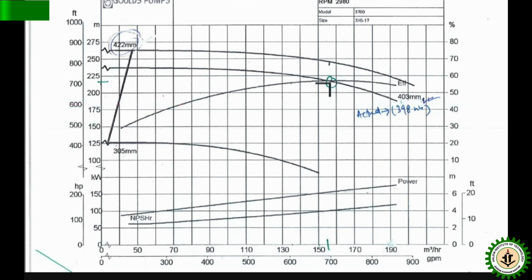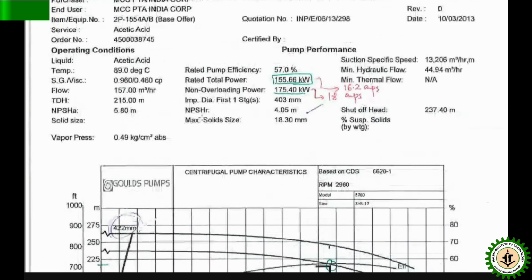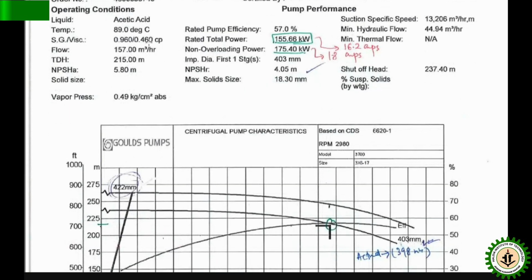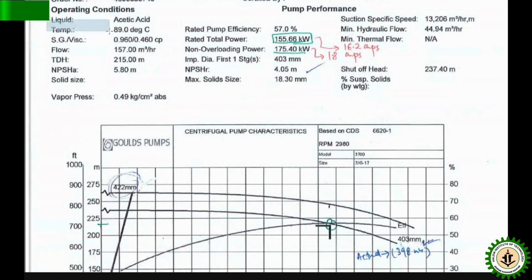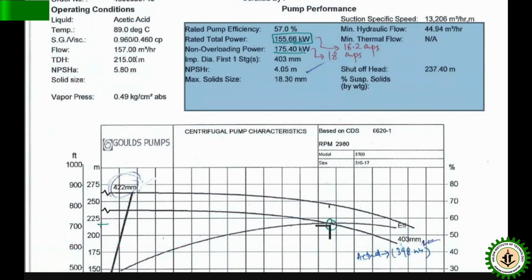Suppose you have explained here that you require this 157 meter cube, and you require this 157 meter cube and 250 meter. So I said that once you give this data to the vendor, they will design the pump for you. Okay, so now the question is, suppose if you give 157, they will design one pump. Suppose if you give 167, they will design another pump. If you give 147, 137, is it true? The question is, it is not true.